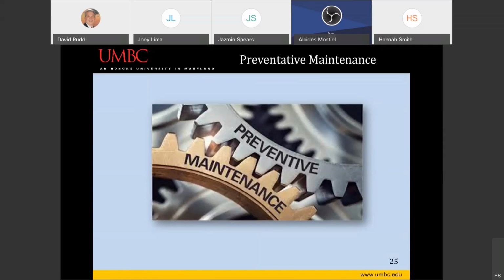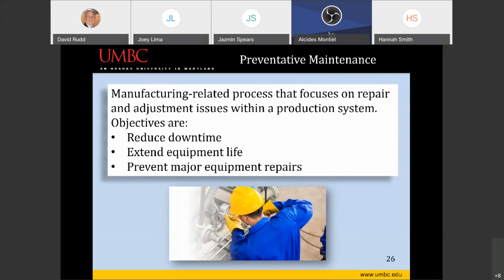Okay, the next area we're going to cover is preventive maintenance. Preventive maintenance is a manufacturing-related process that focuses on the repair and adjustments of issues within a production system. Even on our cars, we do preventive maintenance. You go get an oil change.